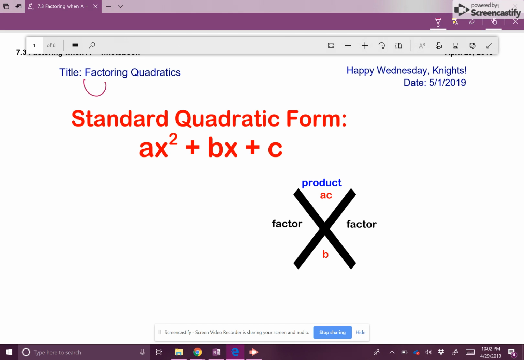This lesson is over factoring quadratics. This is a concept you learned in Algebra 1, so we're going to review it so you're prepared to factor some of the more difficult things you encounter in Algebra 2.